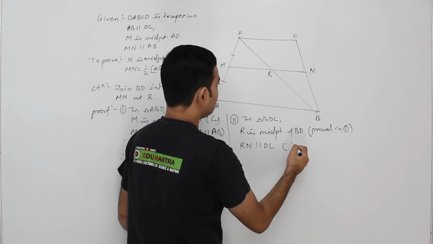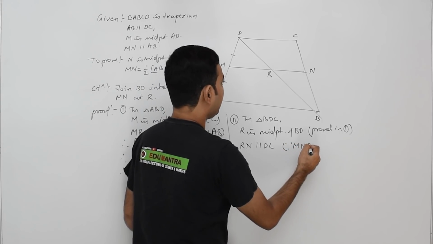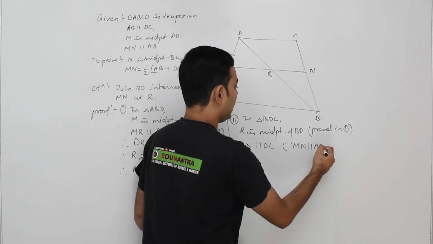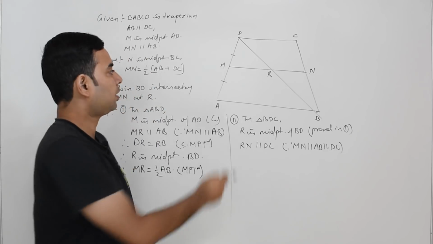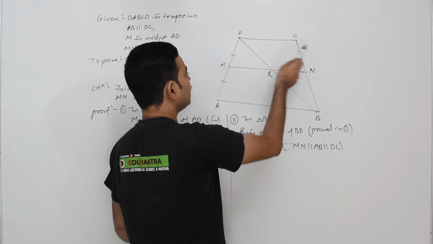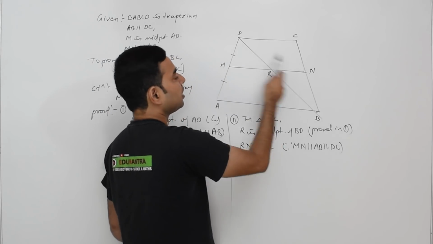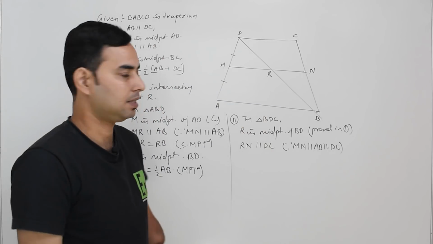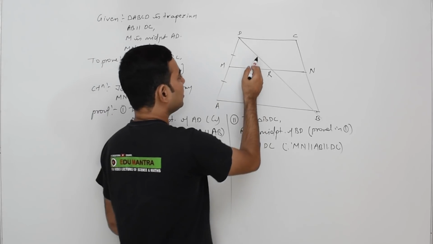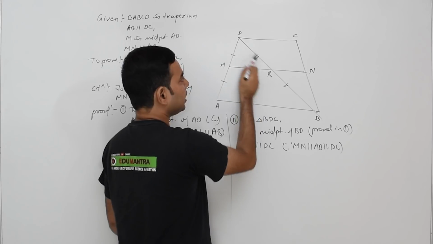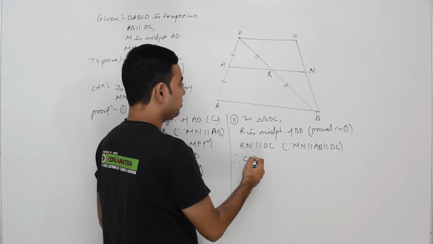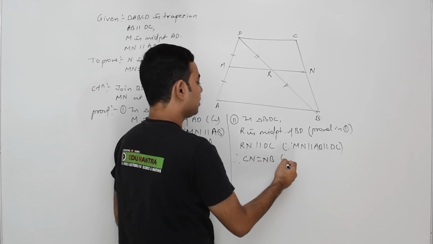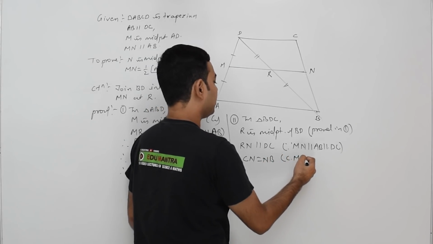Because MN is parallel to AB and AB is parallel to DC, that's why MN is parallel to DC. It means that NR is parallel to DC. So this is a line segment starting from the midpoint of one side, parallel to another side, then it bisects the third side. Therefore, CN will be equal to NB by converse of midpoint theorem.